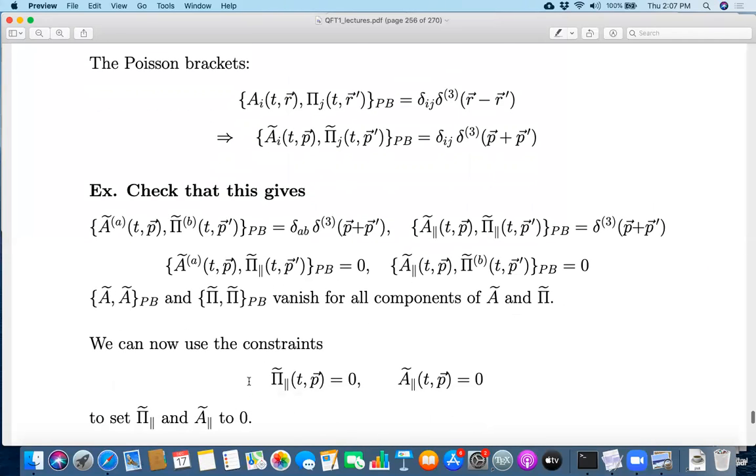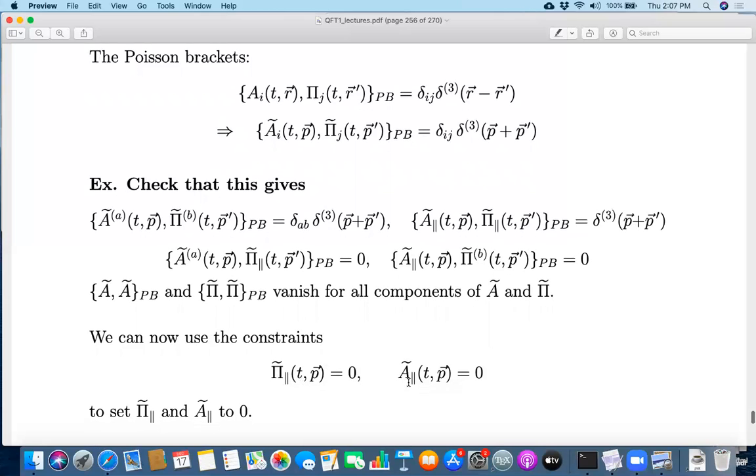So we'll impose these constraints. These are second class constraints, so you can basically explicitly eliminate variables using them. And in this case, it's easy to see what the most convenient choice of variables is. So we simply put pi tilde parallel and A tilde parallel to 0 and regard the A tilde_a and pi tilde_a as independent variables. Is this clear? Are there questions?